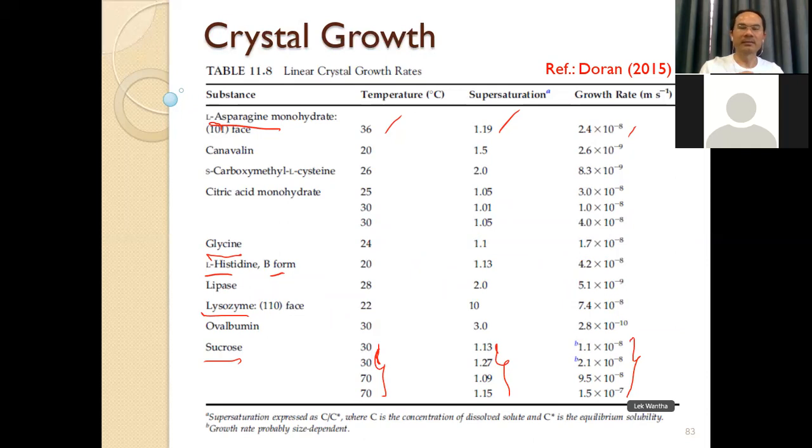The unit of growth rate is length per time, because the growth rate is the change in size with respect to time. That means the unit should be length or distance per time.